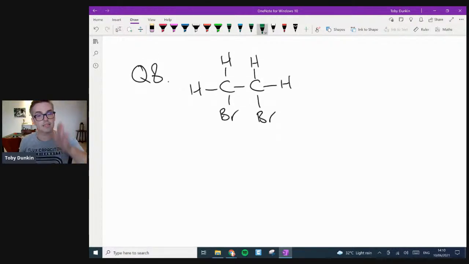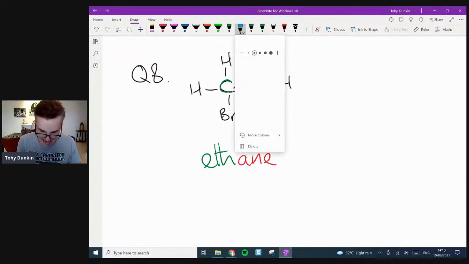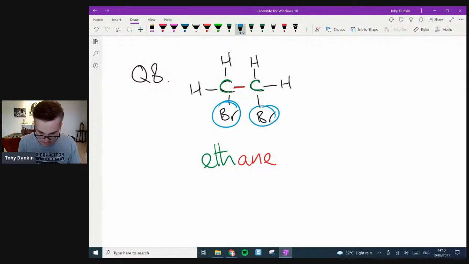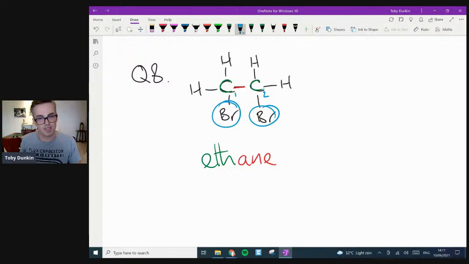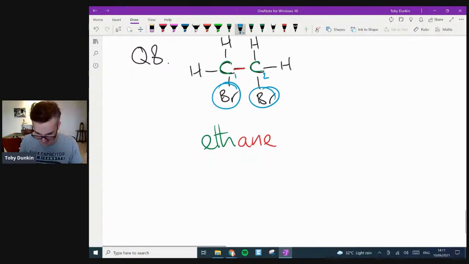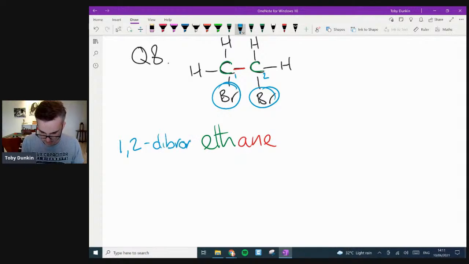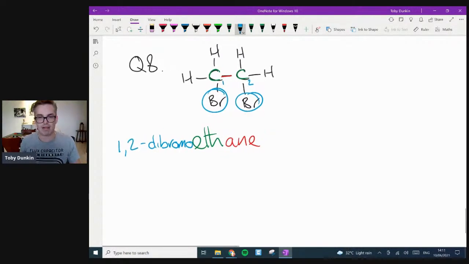So let's, again, guys, the process never changes. Step number 1, find your longest chain. This is based on eth. Is it an ane or an ene? It is an ane. And I now have 2 bromos, and one of them is on carbon number 1, and one of them is on carbon number 2. Wait, my di went missing. It's because you forgot to type it. So we've got 1,2-dibromoethane. Guys, I'm very impressed.